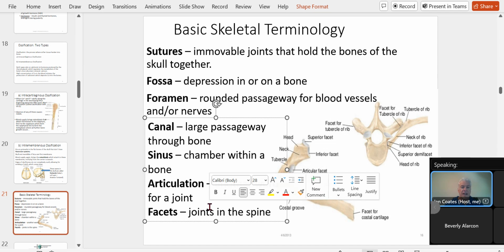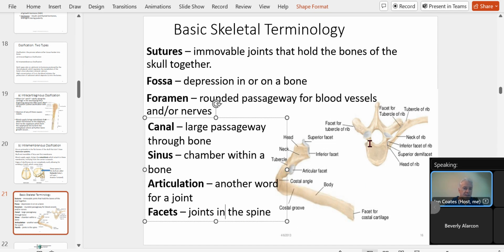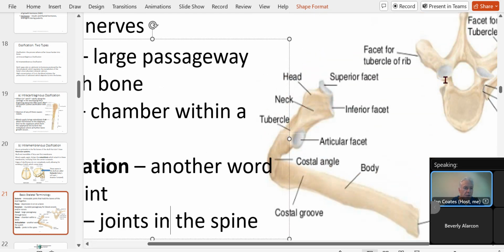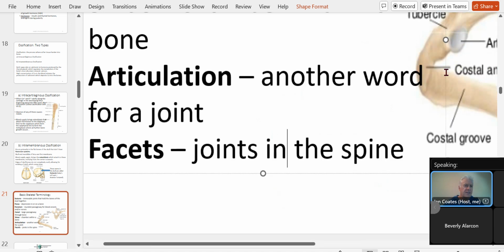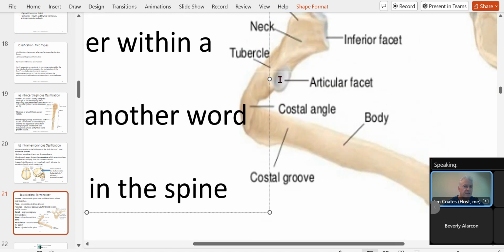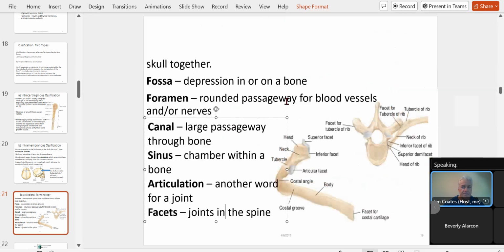Articulate, and a facet. You'll see here we're looking at a vertebra, and you see right here this abnormally smooth space. It looks like something needs to go there. Well, it does. It's part of the rib. Your ribs attach there to your spinal column, and that is another place for an articulation. There's an articular facet right there: bone supposed to meet bone at this particular spot.